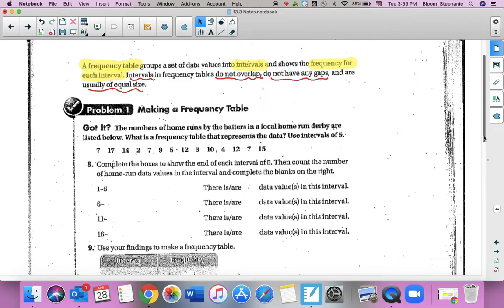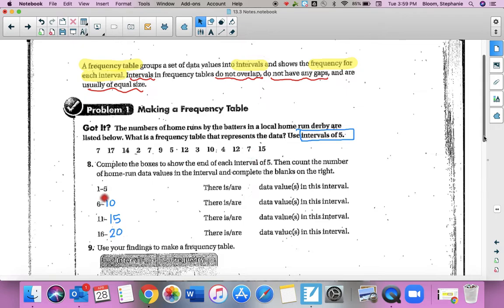Okay, so here's an example of how you would make a frequency table. We're talking about the number of home runs by batters in a local home run derby. They're listed below. What is a frequency table that represents the data? And they asked us to use intervals of 5, okay? So if you notice here, my first interval goes from 1 to 5. My next one would go from 6 to 10, 11 to 15, and then 16 to 20, okay?